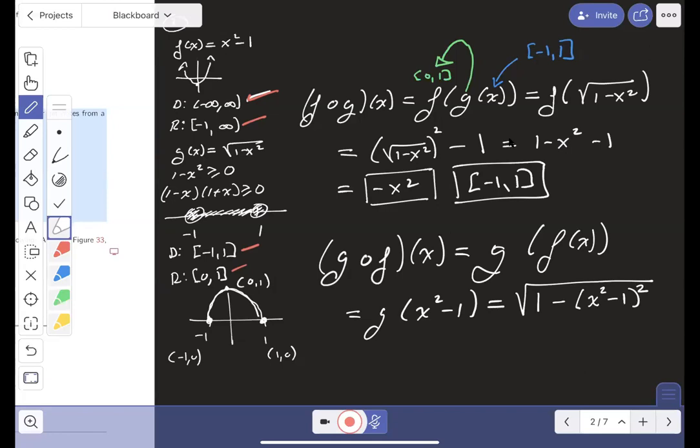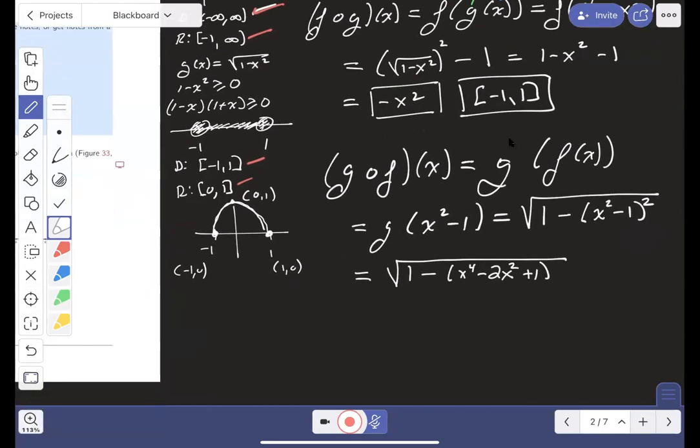I realize some students said, do I really need to do that? Let me just see. I think I can. You would get 1 minus, well, if you squared x squared minus 1, you would get x to the fourth minus 2x squared plus 1. What would this give me? 2x squared minus x to the fourth. All right, I guess that's what the function is now.